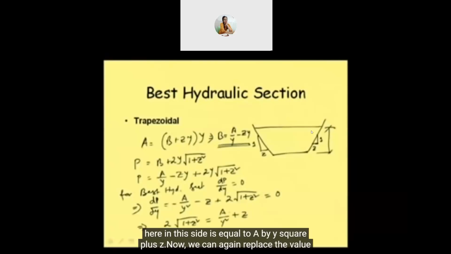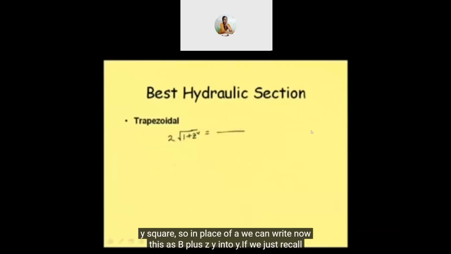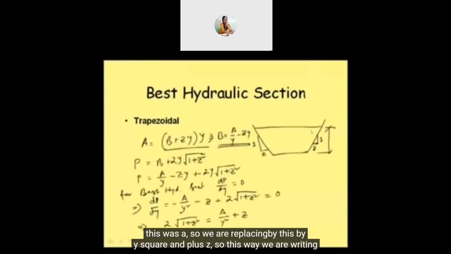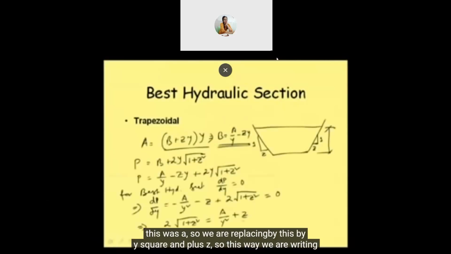Now we can again replace the value of A. We know that A is equal to B plus ZY into Y. So what we can write is 2 root over 1 plus Z squared is equal to, that was A by Y squared, so in place of A we can write B plus ZY into Y, by Y squared, plus Z. This way we are writing this expression.